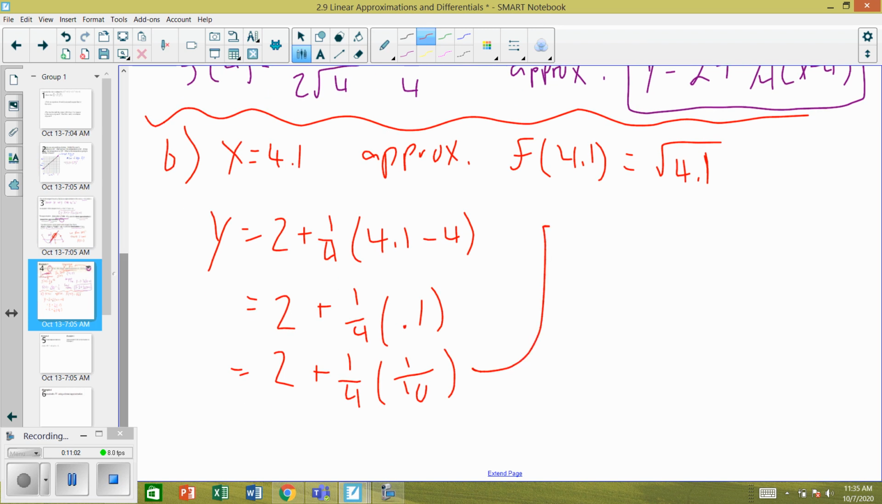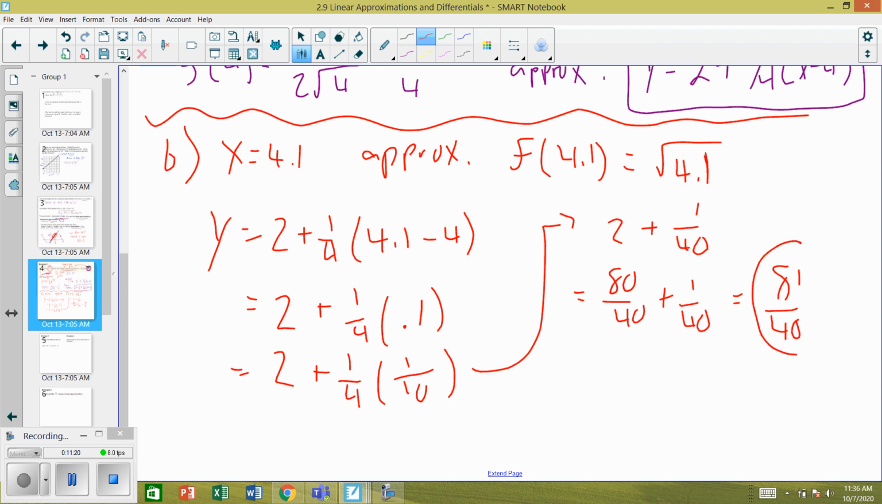Let's keep going. 2 plus 1/40, which if I really want to get technical here, that could be 80/40 plus 1/40 is 81/40. So there's my approximation of the square root of 4.1 using a tangent line close to 4. All right? Again, not the most terrible thing in the world.